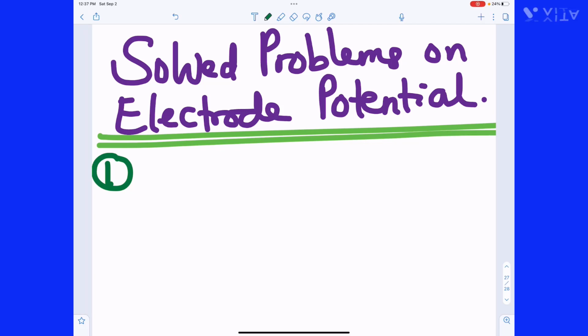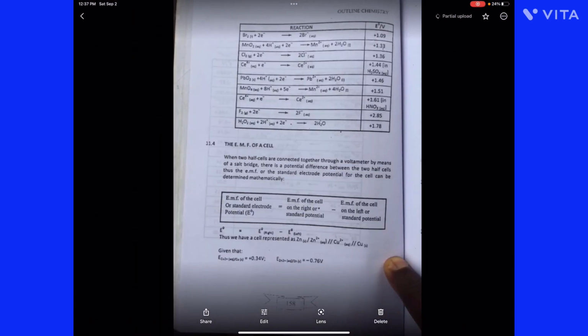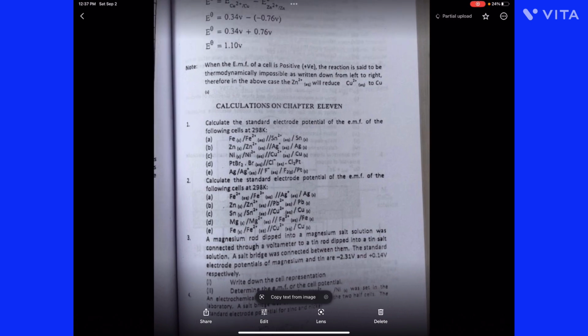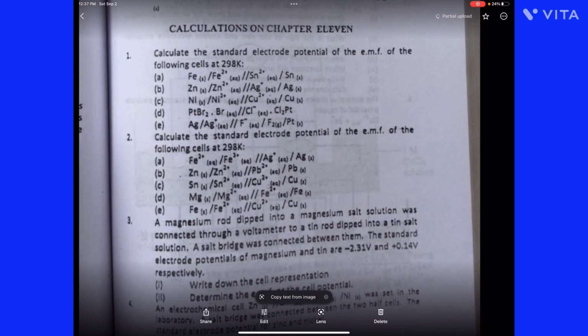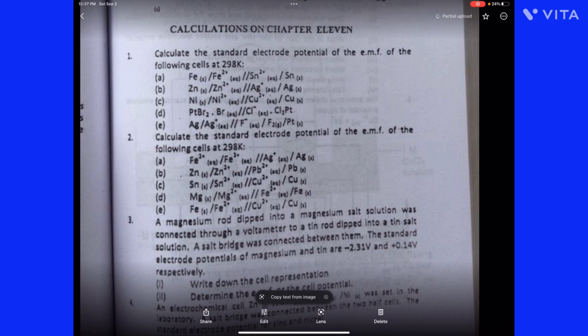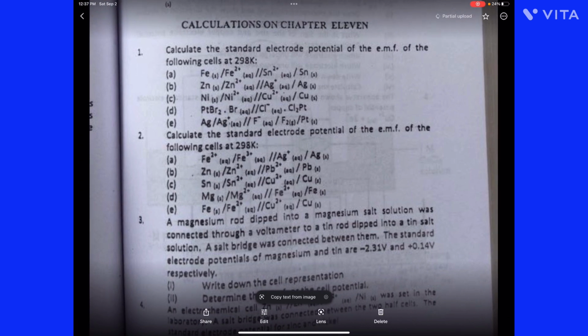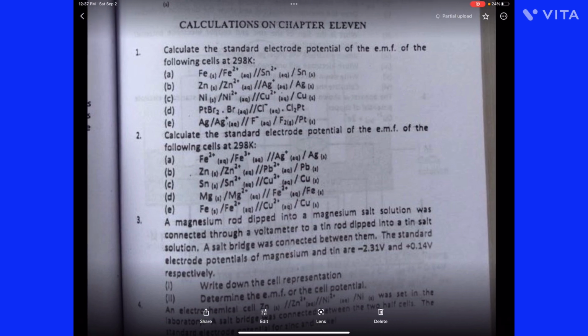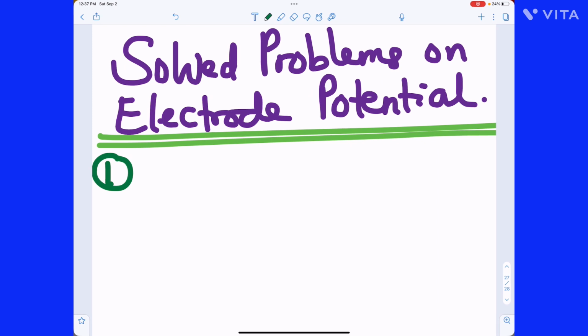Let's look at a few questions on electrode potential, calculations and some essays. Now, look at this question, for example. It says, calculate the standard electrode potential of the EMF of the following cells at 298 Kelvin. A cell made up of iron and tin.